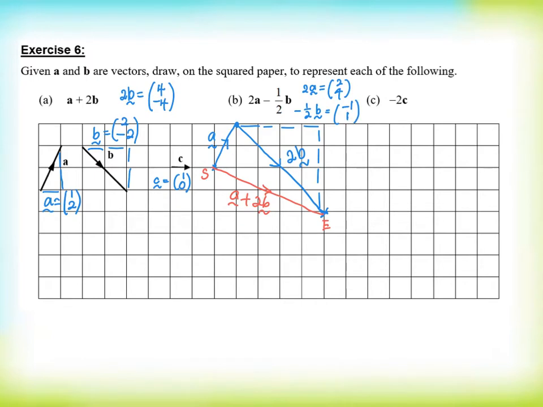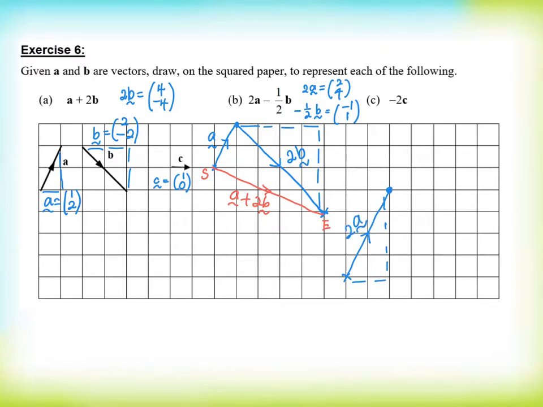So now let's start drawing this. I'll start with A to be (2, 4). So maybe I'll start somewhere over here. This is the starting point. 2A to be (2, 4). 1, 2, 3, 4. And I end up here. So this will be vector 2A.